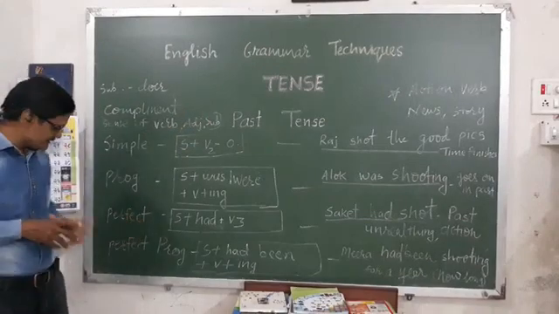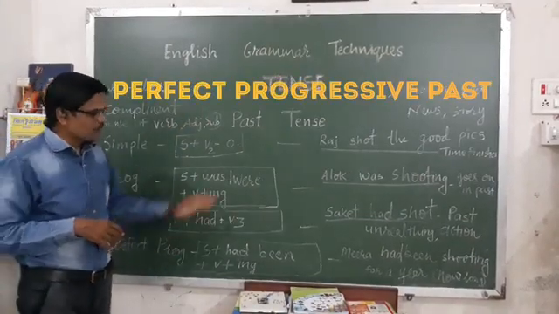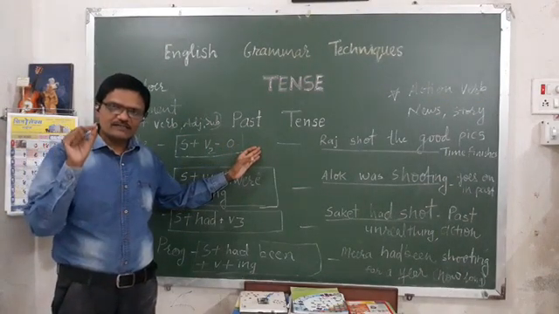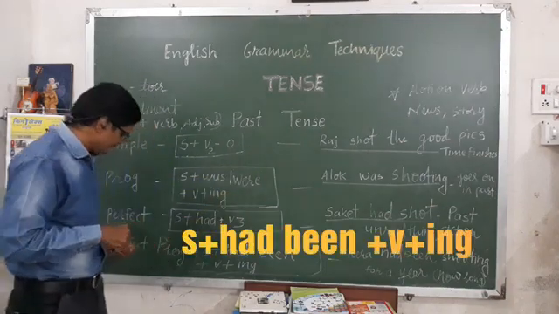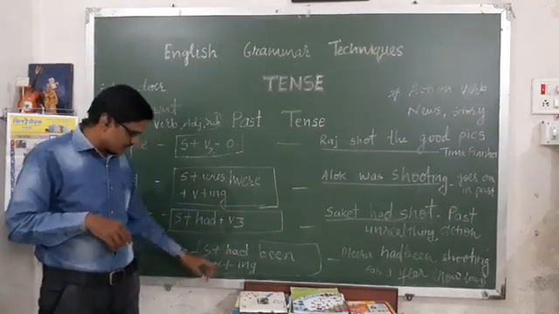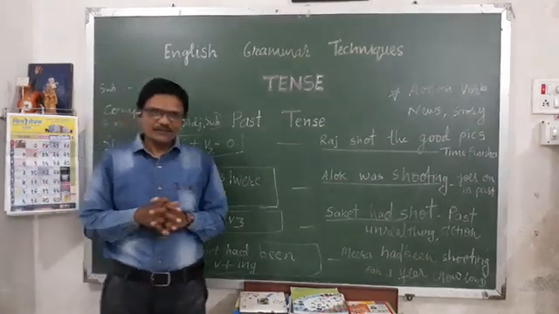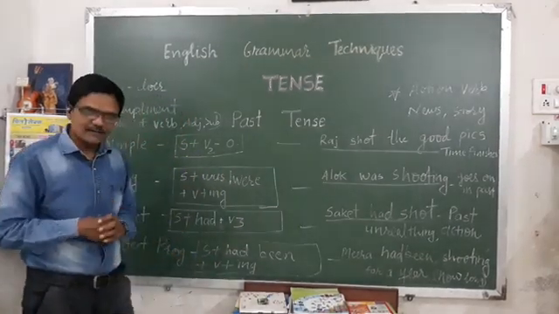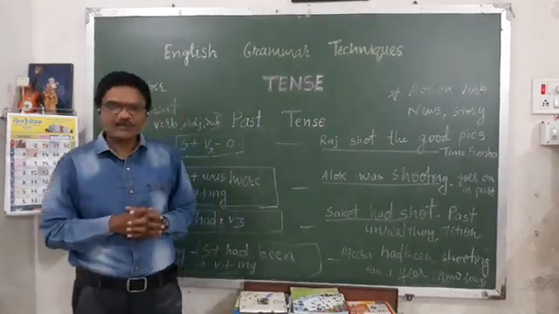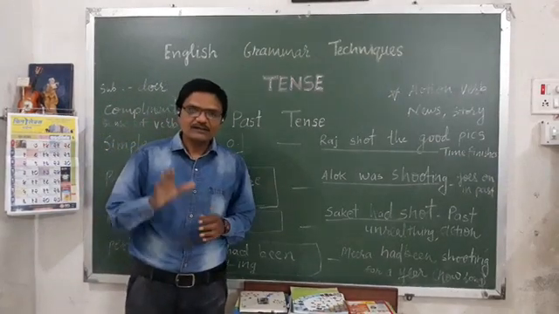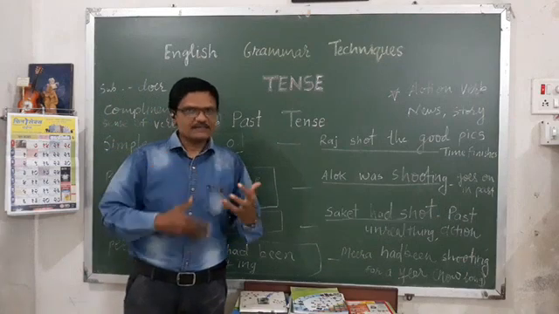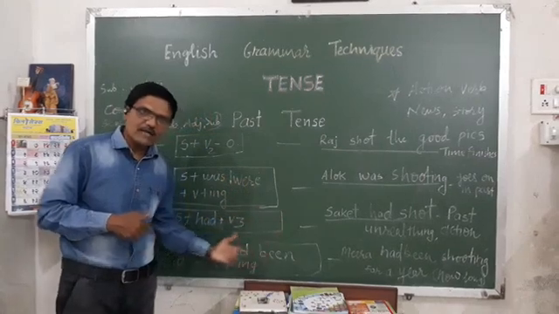The fourth tense is perfect progressive past tense. Let's study the structure of the sentence. Here is the structure: subject plus had been plus verb plus ing. Subject, the doer of the action, plus had, plus been, plus verb plus ing. Again, in progressive tense, as I mentioned earlier, the action is continuous. The action takes place now, in past time.